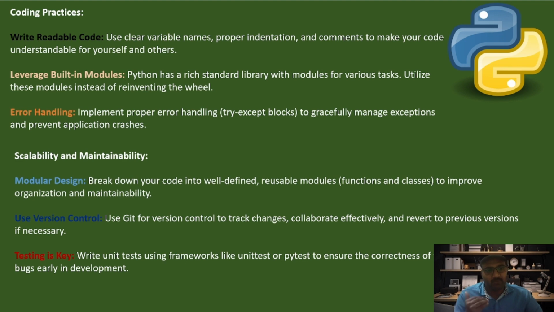Next is another important thing: scalability and maintainability. Use modular design and break down your code into well-defined reusable modules, functions, and classes to improve organization and maintainability. In terms of version control, Git is the best, or Bitbucket, depending on which your company uses. If you are a beginner and would like to learn, it is the best in its free version. You can create your login credentials and your account, then push your code to Git, utilize it collaboratively, and revert to previous versions if necessary.